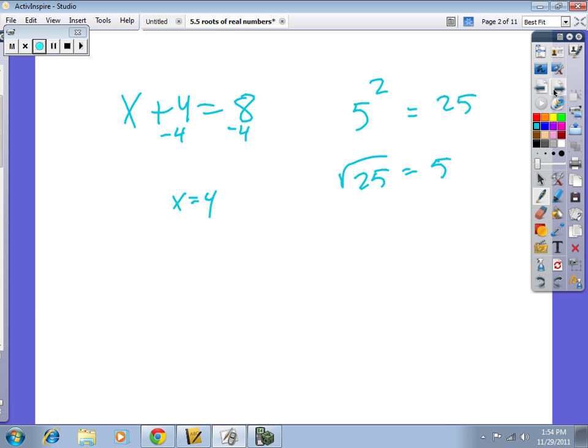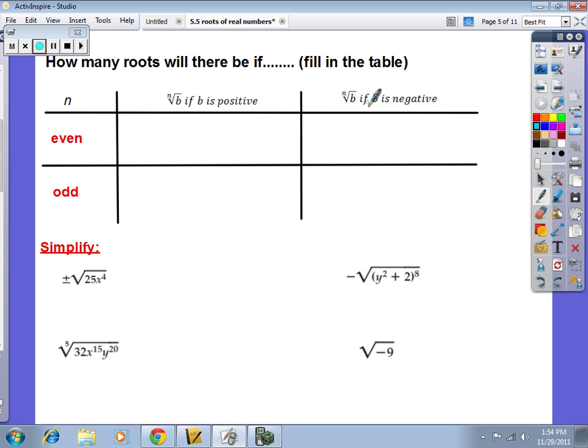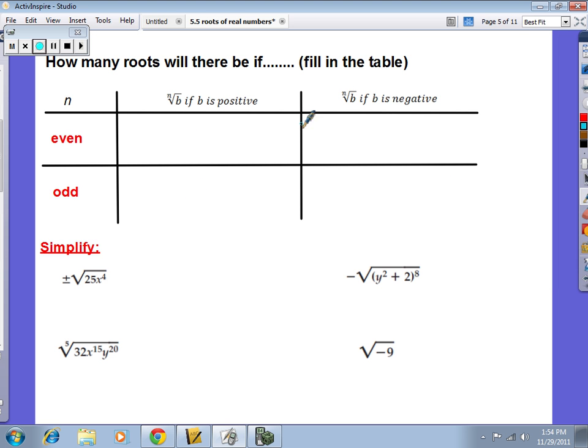Genius. Let's fill this in. This, what you just explained, is this table. Here we go. Let's fill this table in. Okay, how many roots there's going to be if your index is even? So let's write an example. So n is my index, b is the radicand. So let's write 4th root of 16.